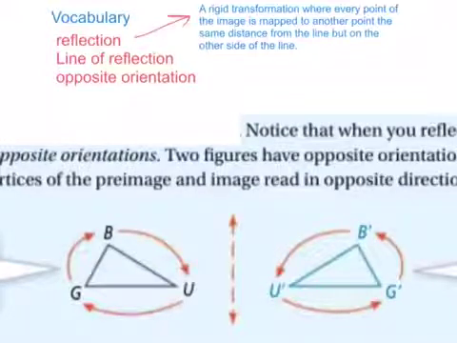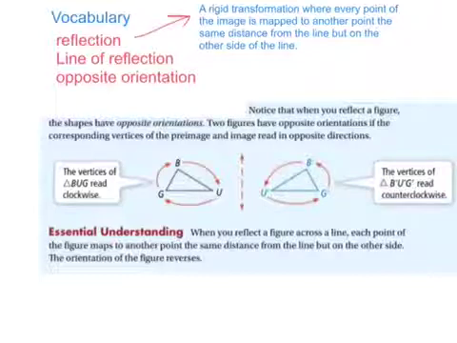If we look at this picture here, triangle BUG is our pre-image, here is our line of reflection, and over here is our image from our reflection. If we look at the distance from B to our line of reflection, B prime is the same distance away but on the other side of the line. Likewise, U to the line of reflection is the same distance as the line of reflection to U prime, and G to the line of reflection is the same as the distance from the line to G prime. So in this case, triangle BUG gets reflected to B prime, U prime, G prime.